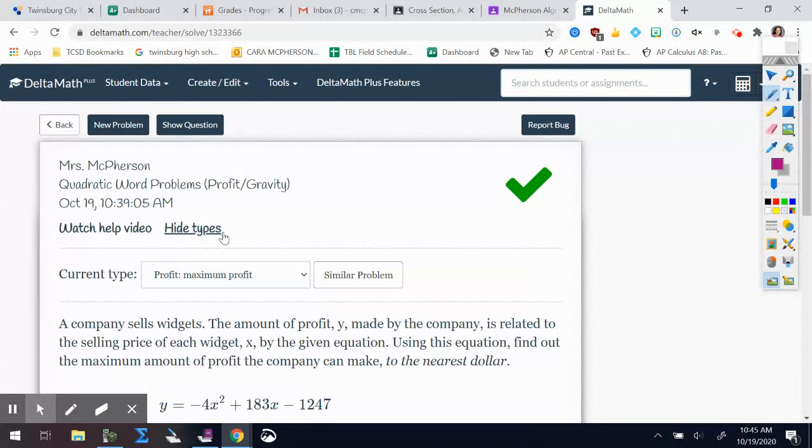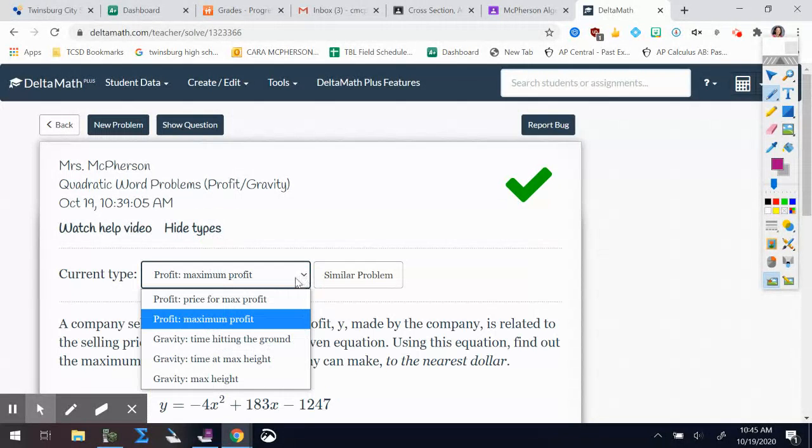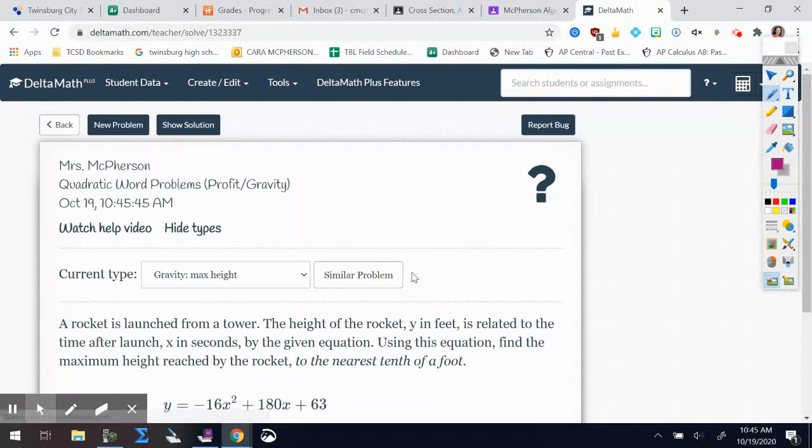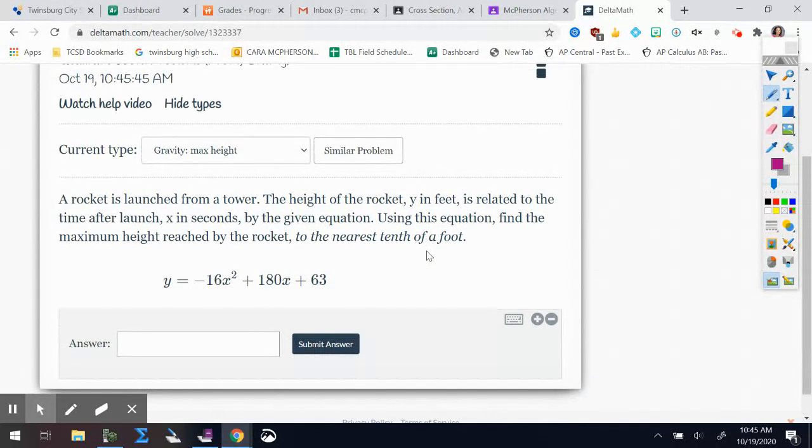So let me show you a gravity one. Let's do a maximum height gravity one. So we have a rocket being launched. We have our equation, negative 16x squared plus 180x plus 63. And we are trying to figure out the maximum height of the rocket to the nearest foot.